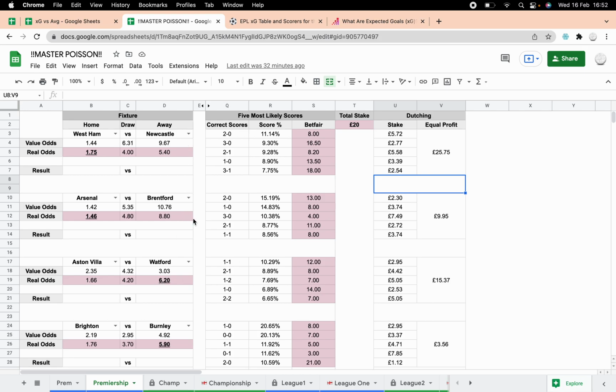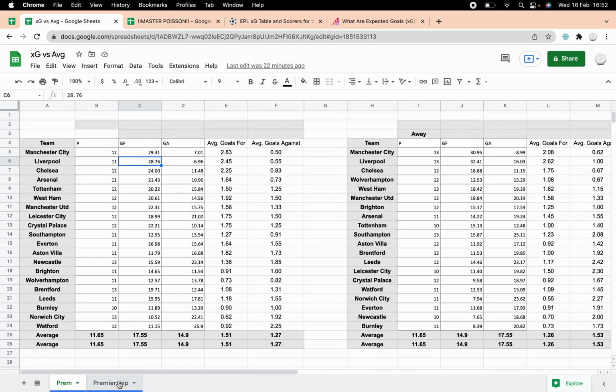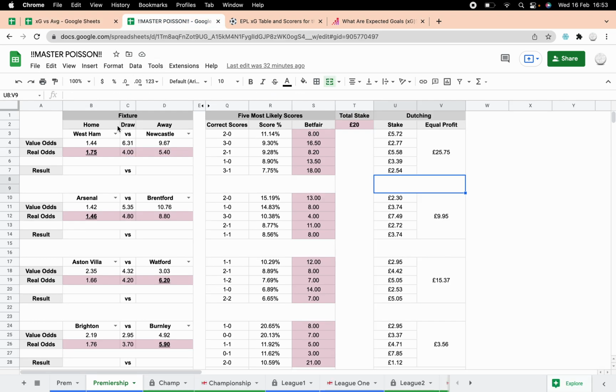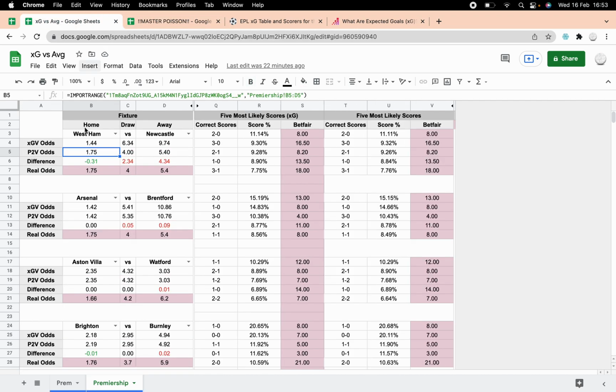So this is the standard Poisson. This is for the Premiership games coming up. And so in this one, sorry, this is the tab I meant to go to. We've gone to a little bit different. So I've added in now, we've got the expected goals odds and we've got the standard Poisson odds. So these Poisson odds are the ones that come from here. I've dragged them in directly from this spreadsheet, so they're exactly the same.